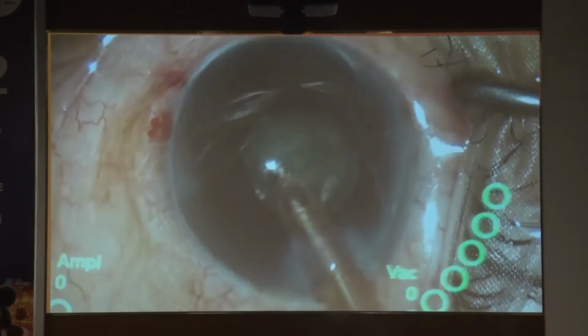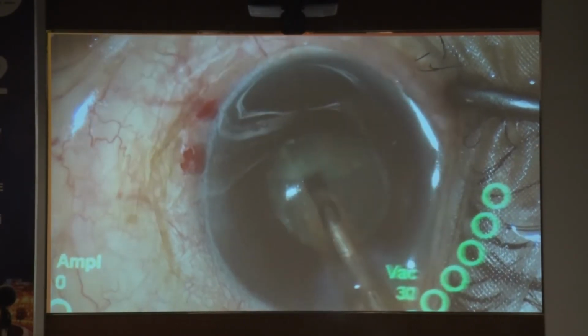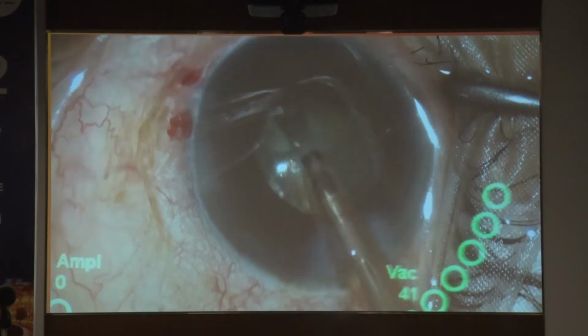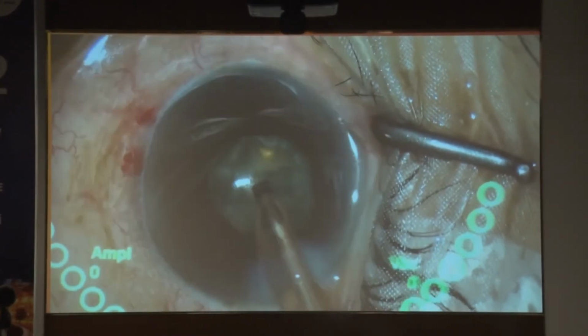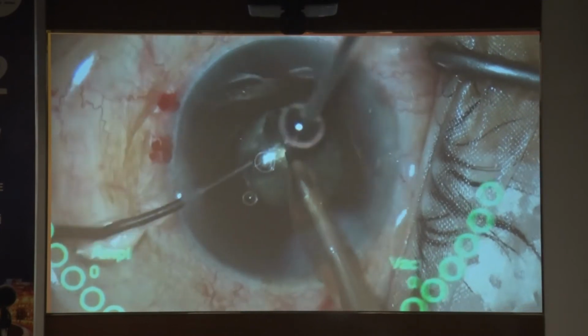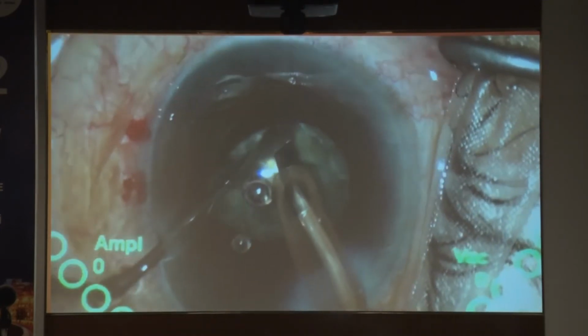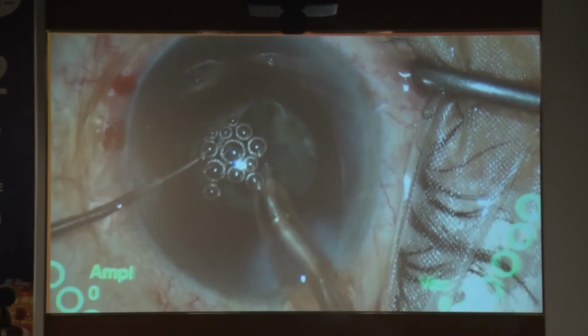Now, did I put in a ring here? No, because first of all, the nucleus didn't have much density. It was grade 2. I think I'm sufficiently experienced by now. And at the same time, I knew that I've already done a femtosecond laser-assisted nucleotomy. So my fragments are easily made.